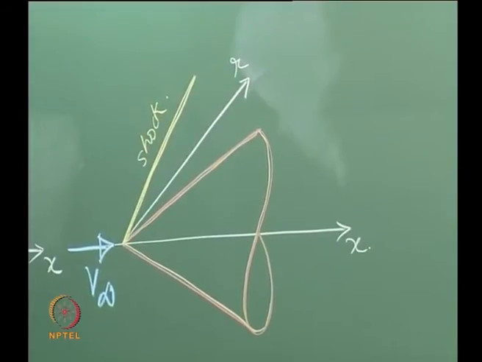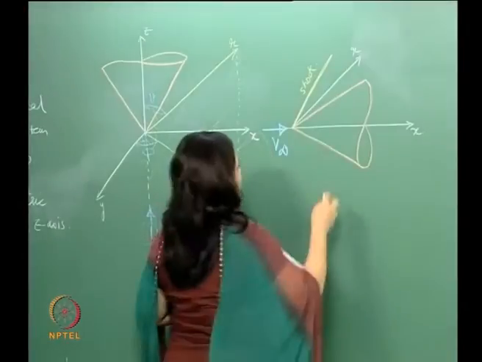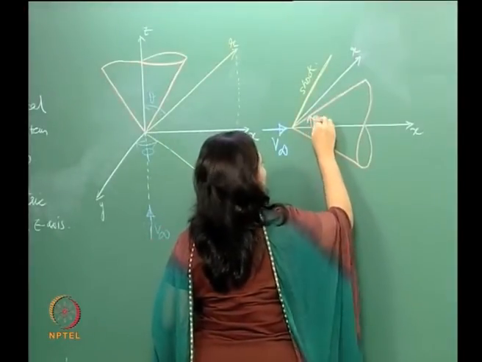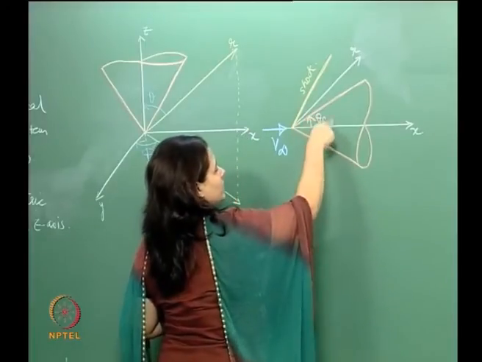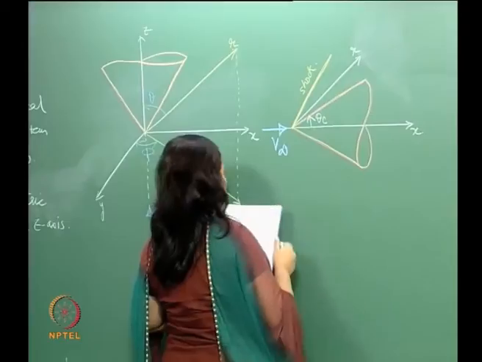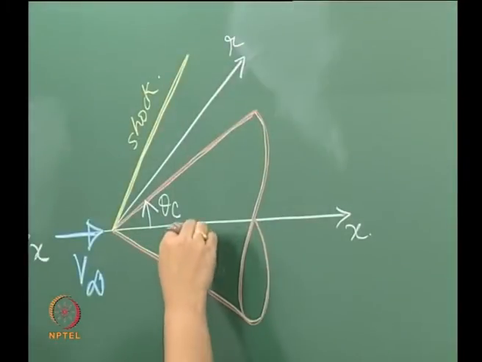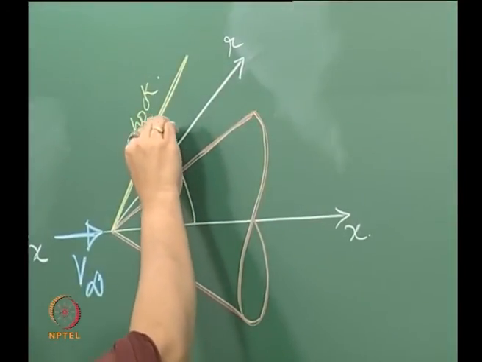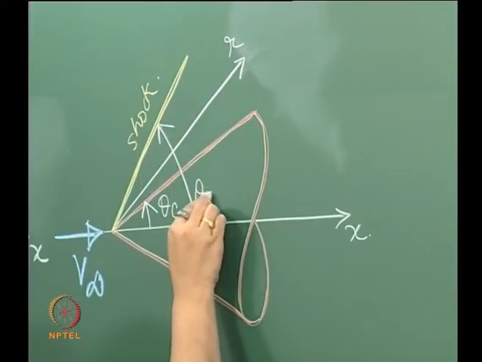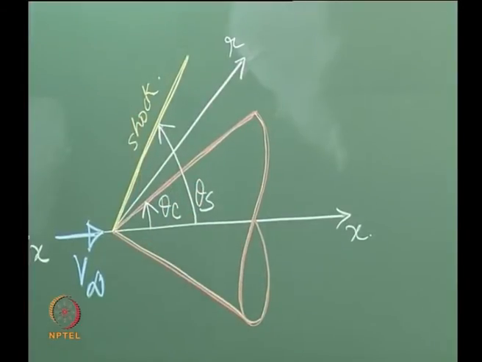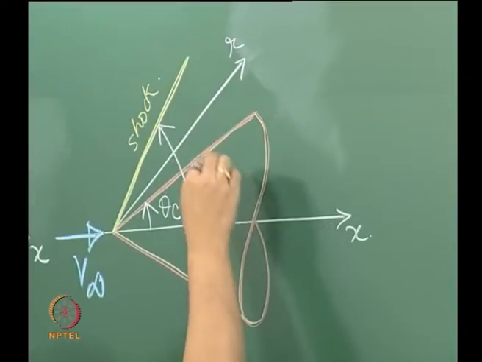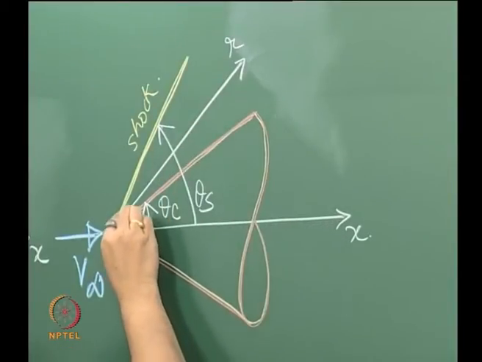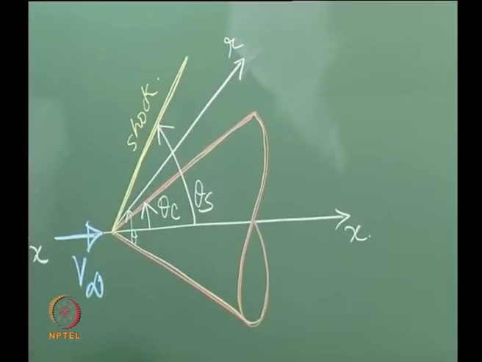Now let us look at this. What angles are we talking about here? Let us call this theta c. I am looking at the physical picture here, which is theta for the cone, say. And this, of course, is theta of the shock angle. And r essentially makes an angle theta everywhere.